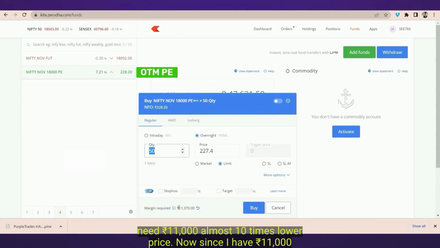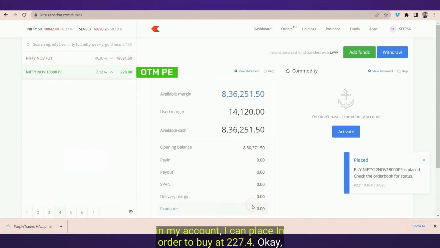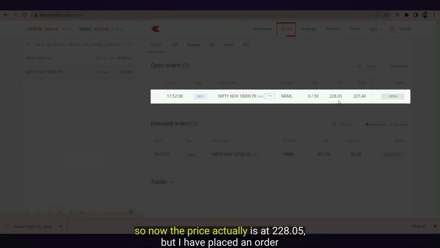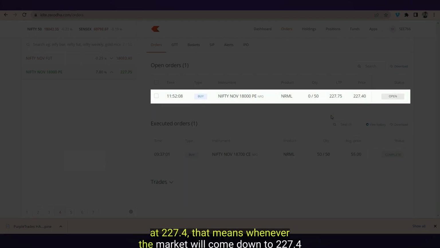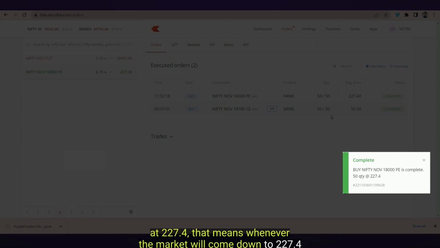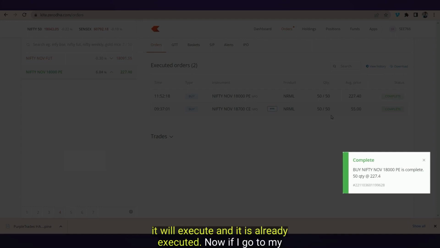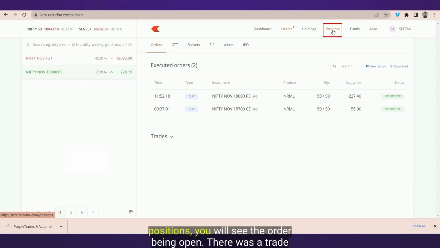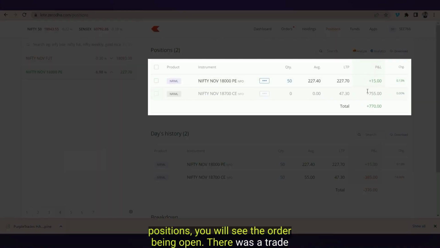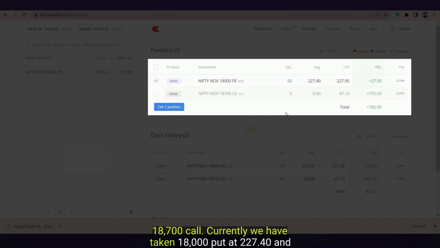Now, since I have 11,000 rupees in my account, I can place an order to buy at 227.4. The price is actually at 228.05, but I have placed an order at 227.4. That means whenever the market comes down to 227.4, it will execute, and it is already executed. Now if I go to my positions, you will see the order. There was a trade I took yesterday which I booked today, so ignore this Nifty 18,700 call. Currently we have taken the 18,000 put at 227.40, and right now it is at 228.40.